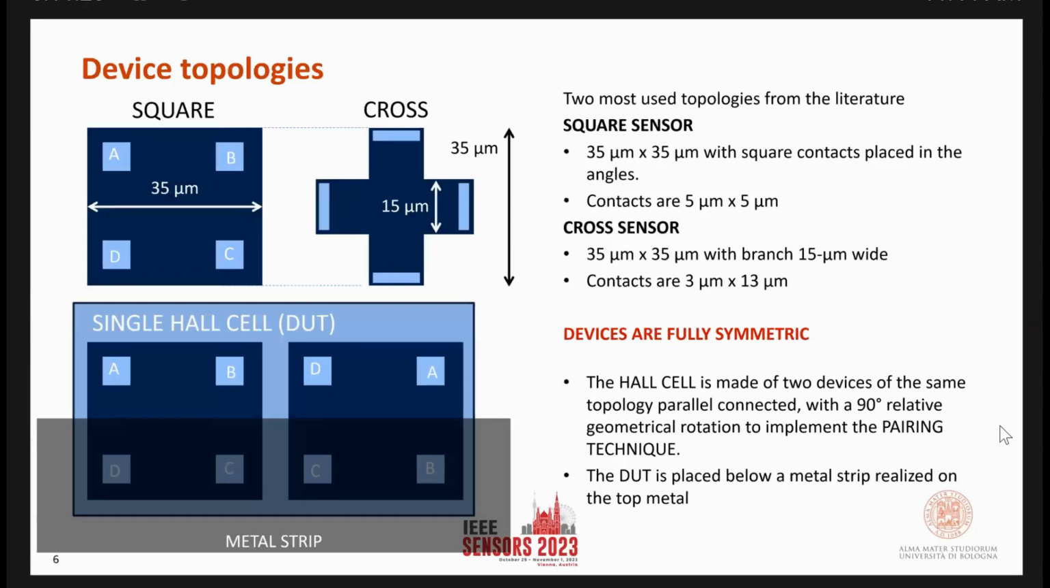What kind of devices have we implemented? The two most used topologies, which are the square sensor and the cross sensor. In both cases, they have the same size, 35 microns by 35 microns.